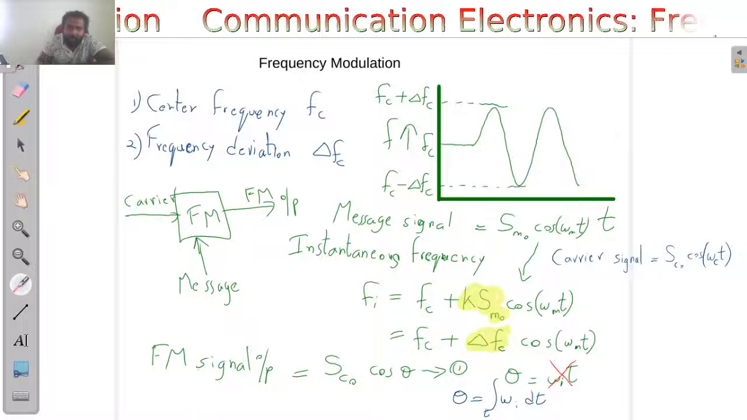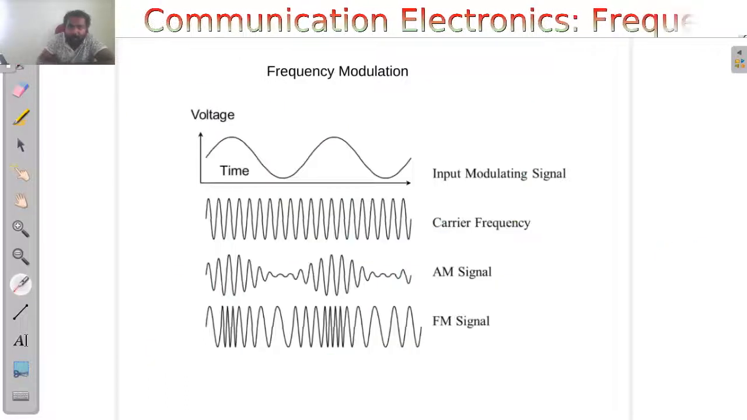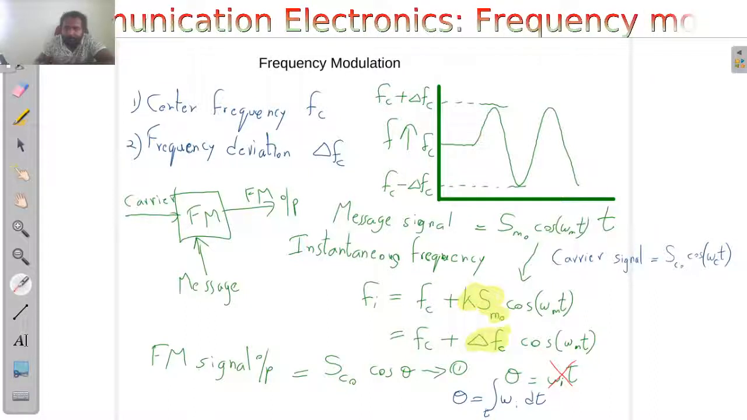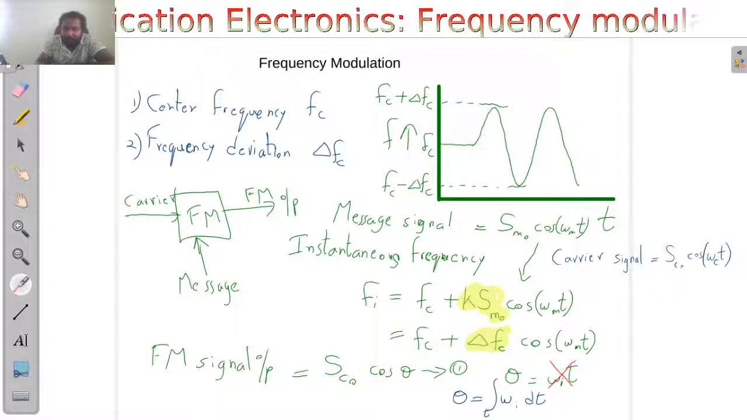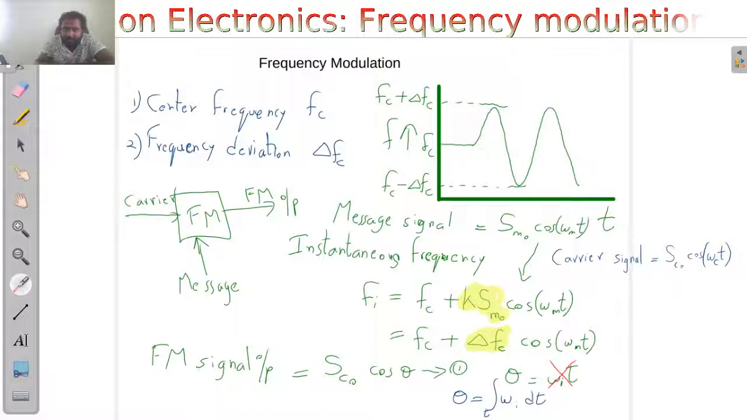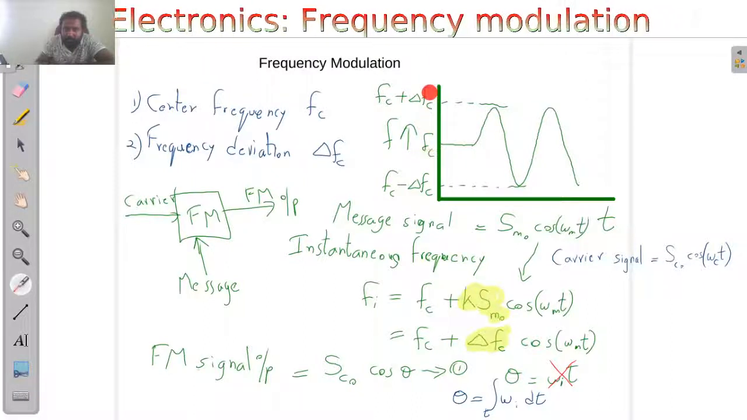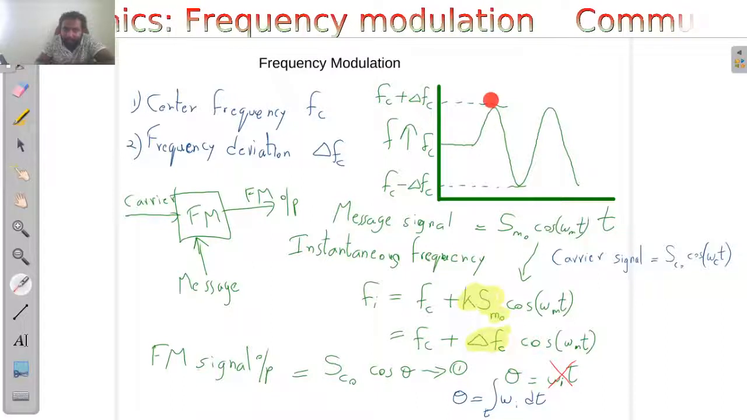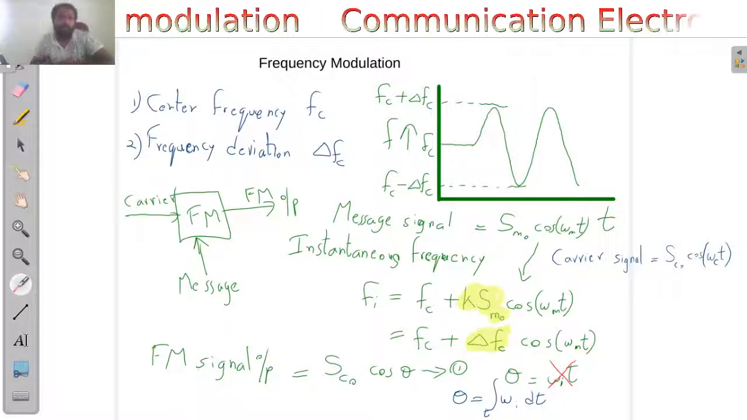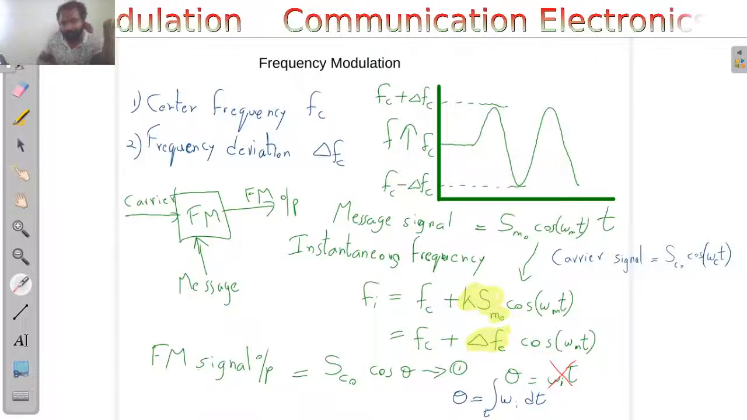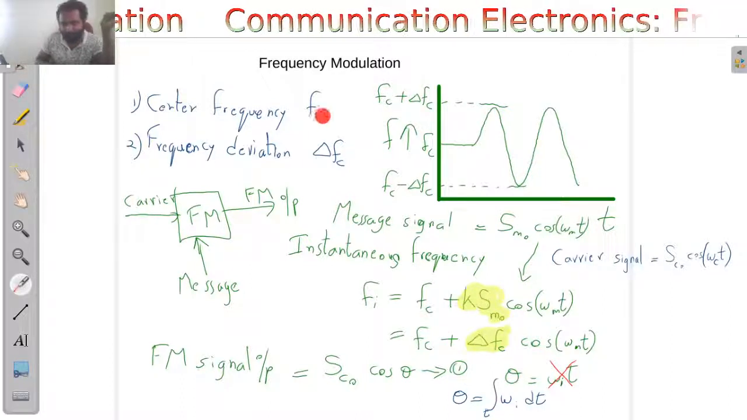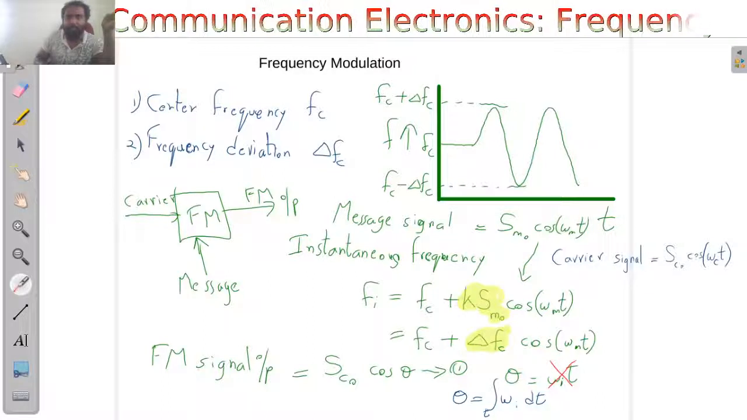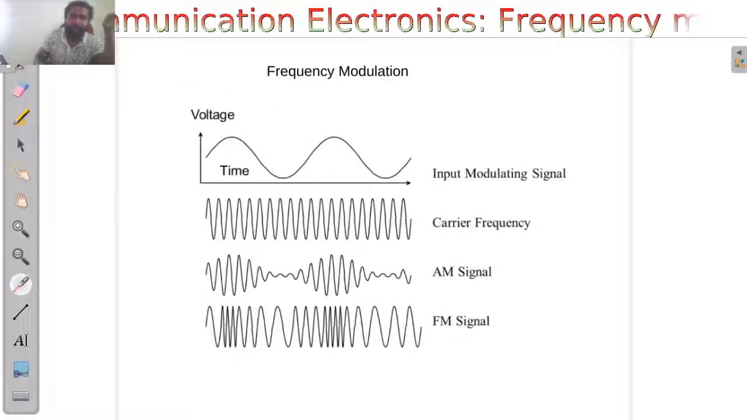And this is for the simple case of a sine wave. You can see that this is frequency on the y-axis, and the frequency is changing from fc to fc plus delta fc and fc minus delta fc. The frequency is changing. So in this case, we need to be familiar with 2 parameters. One is the center frequency, and the other one is the frequency deviation, delta fc. Let us see what those parameters are.